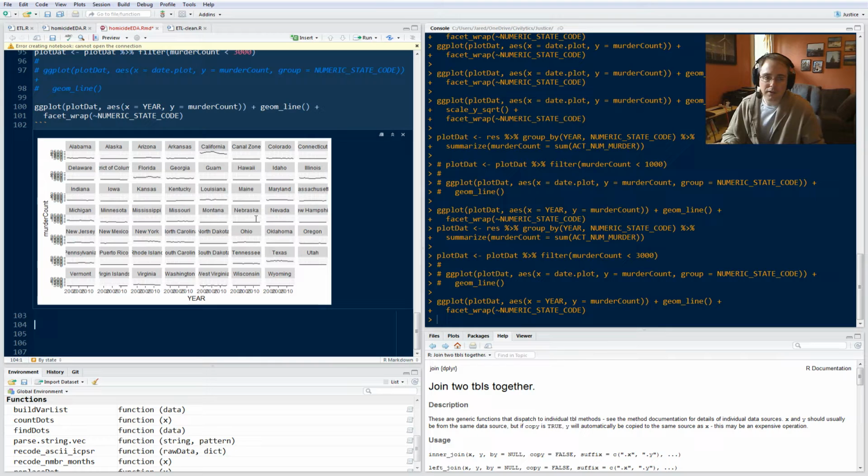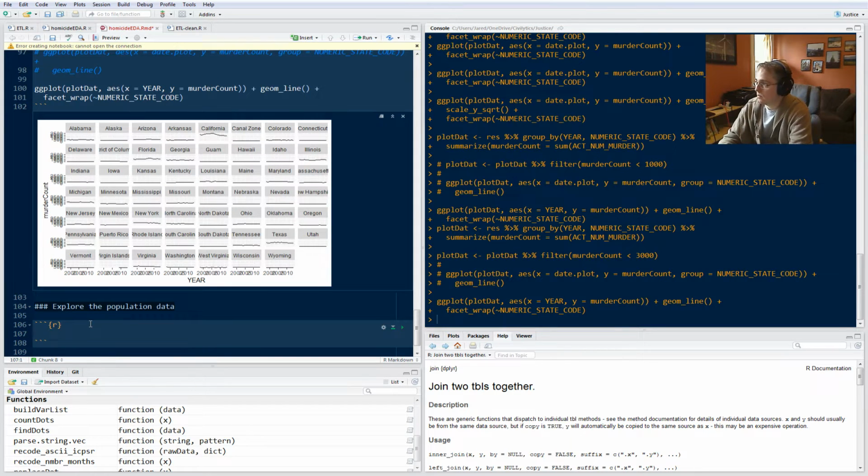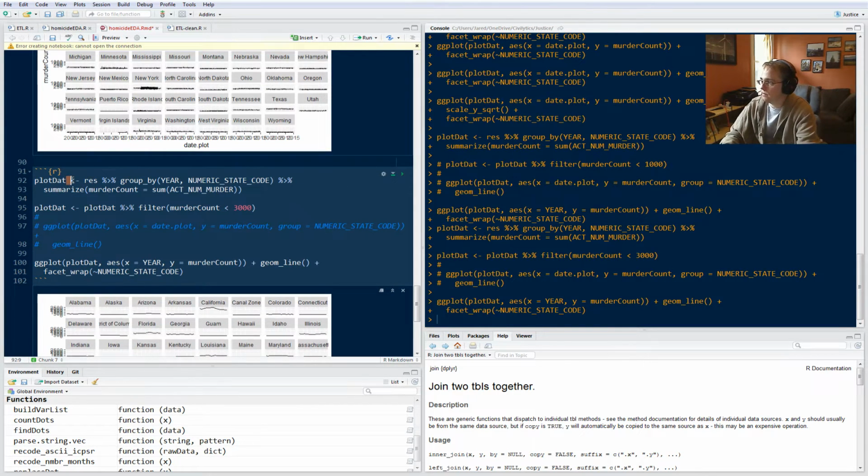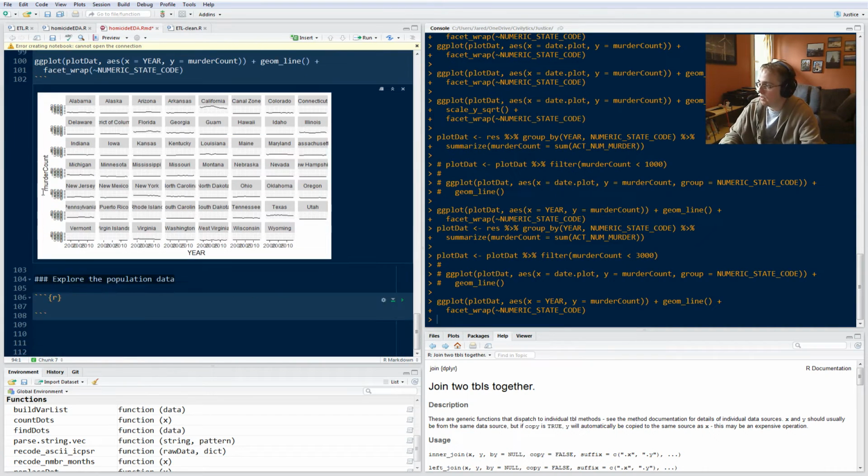So now, you think, okay, states is bad, we got to think about population. So we do have some population data, so let's see what it looks like. Specifically, what does the population of the United States look like year to year?